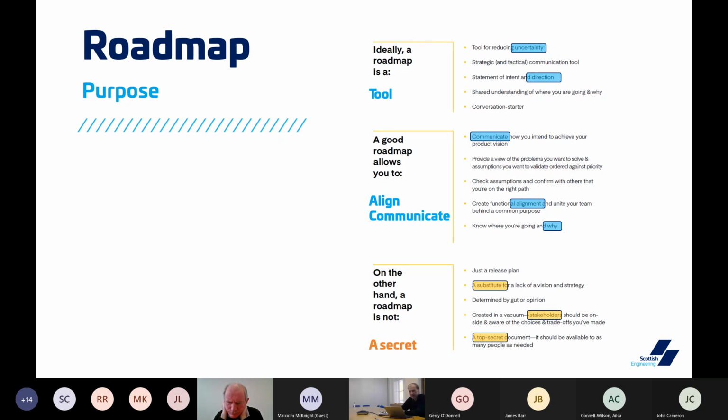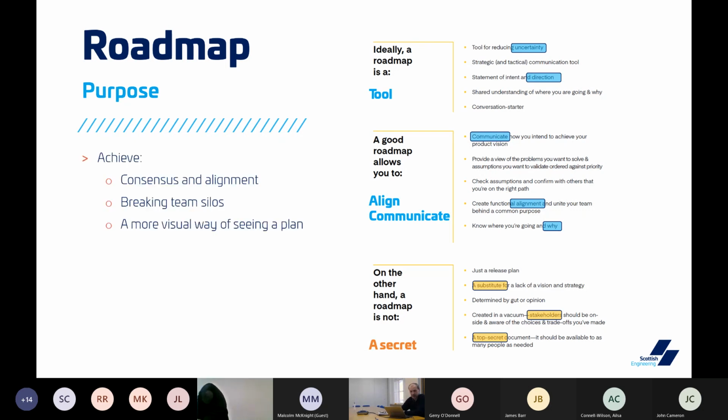What it isn't, it's a secret. So it's not something you're putting in place because of a lack of vision. It's not something you're putting in place with a very few or limited amount of stakeholders. And it's definitely not something you keep a secret.